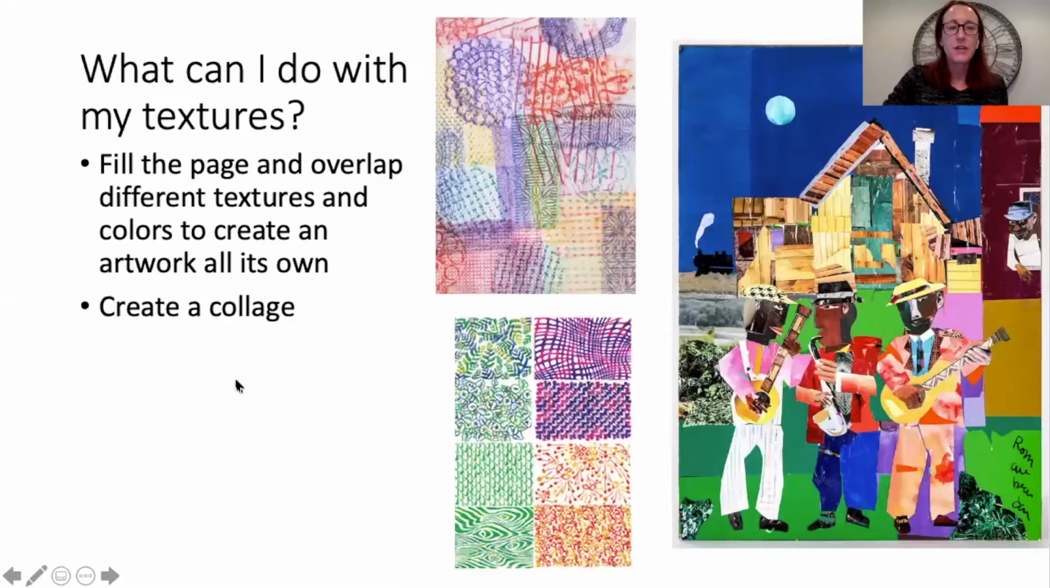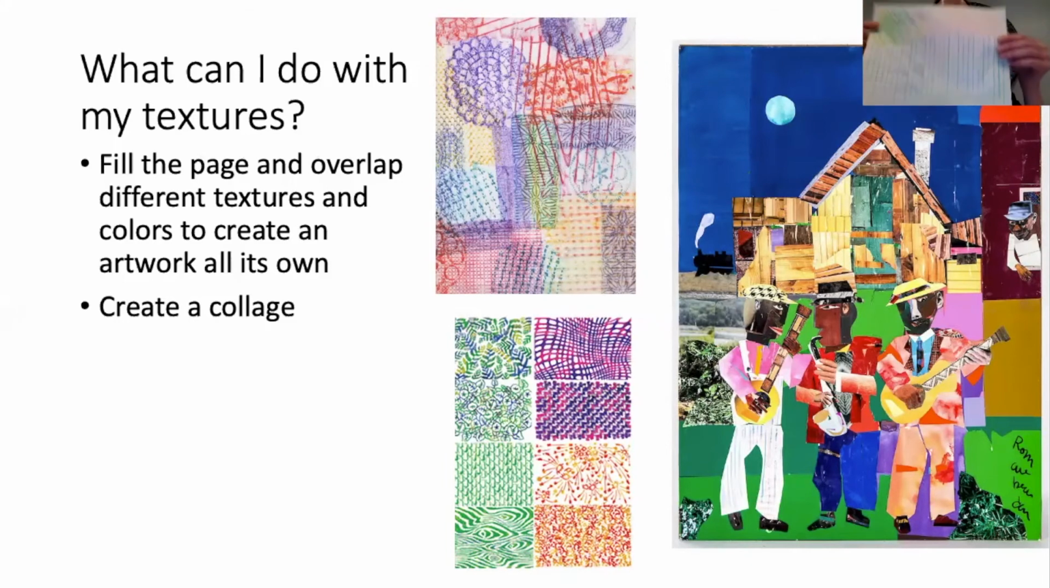And so one thing we can do is we can leave our artwork as it is. Maybe you overlapped your textures on a different piece of paper, and that could actually be artwork on its own. I could cut down my paper, and this could really be an artwork on its own. I could create a border around my paper. I could cut it down to just focus on what I like the most.